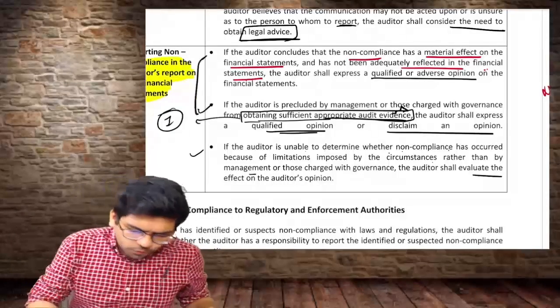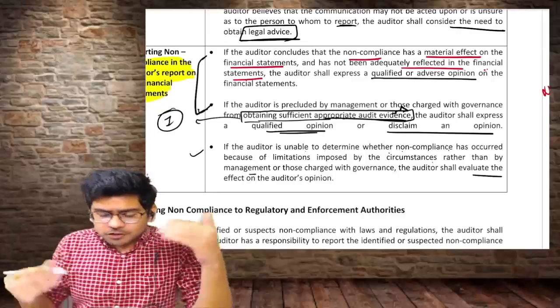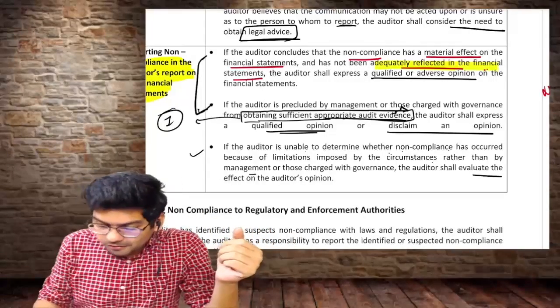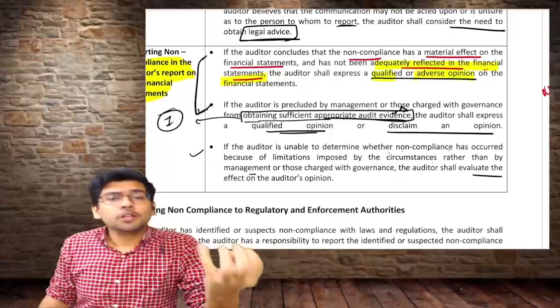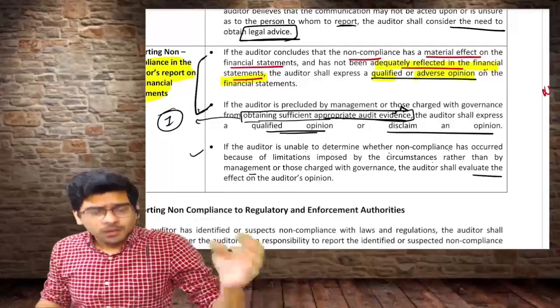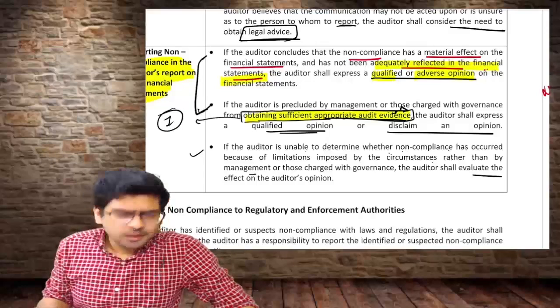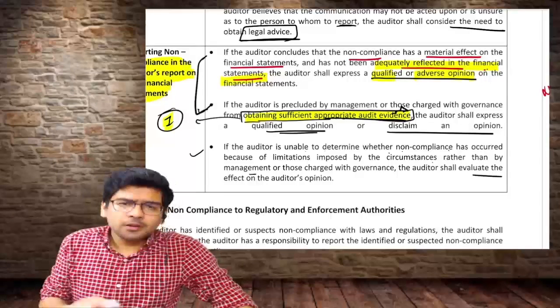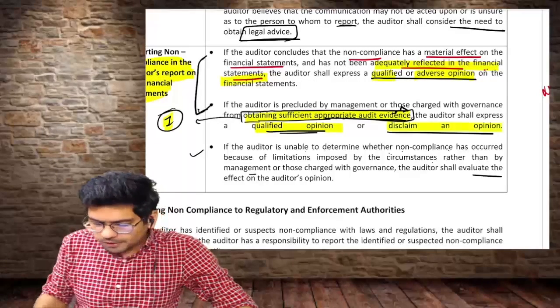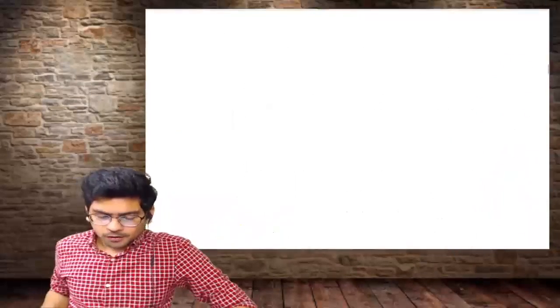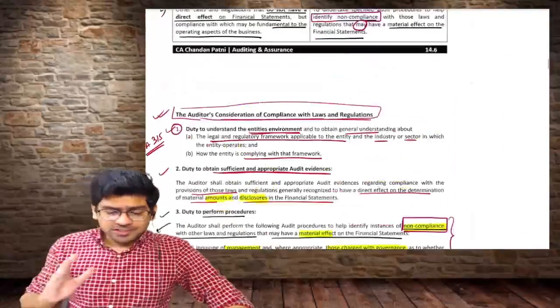You just covered these two points. So please understand, if it has a material effect on the financial statements and has not been adequately reflected, either qualify or give an adverse opinion. If you are not able to obtain sufficient and appropriate audit evidence regarding, obviously, category 1 laws, you are going to give a qualified opinion or disclaim an opinion. Not very important, but just for your reading you need to know. So with this, the standard is complete.